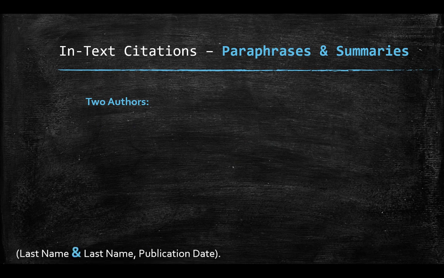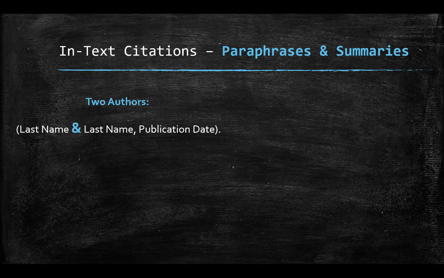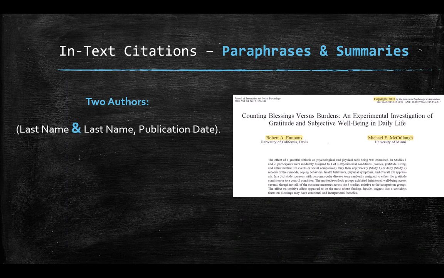In that case, you use both of the authors' last names, connected by an and sign, also known as an ampersand. Let's use this journal article as an example. You can see the authors' last names and the publication date, so the in-text citation would be Emmons and McCullough, comma, 2003. That's not too bad.